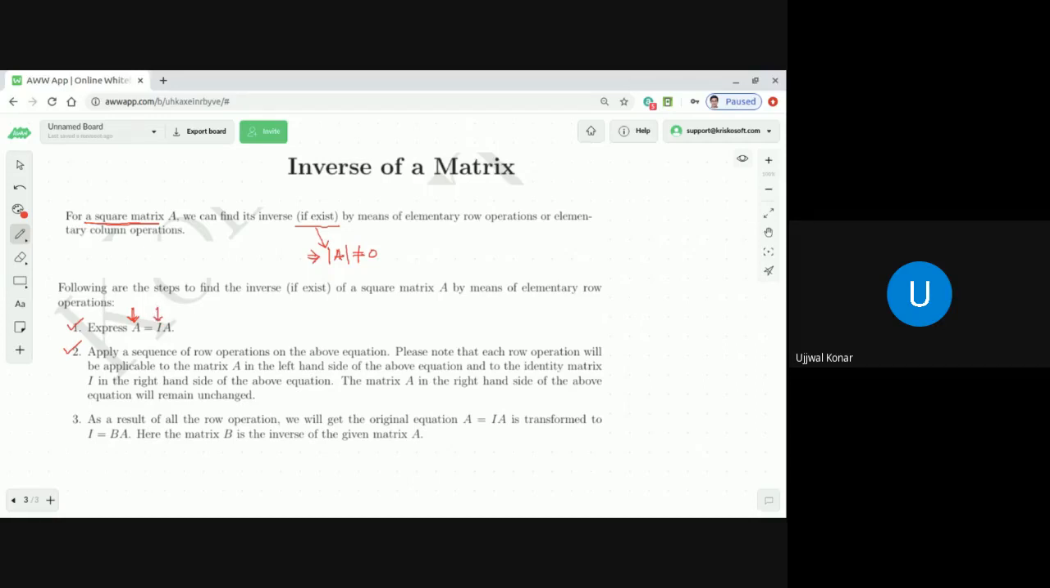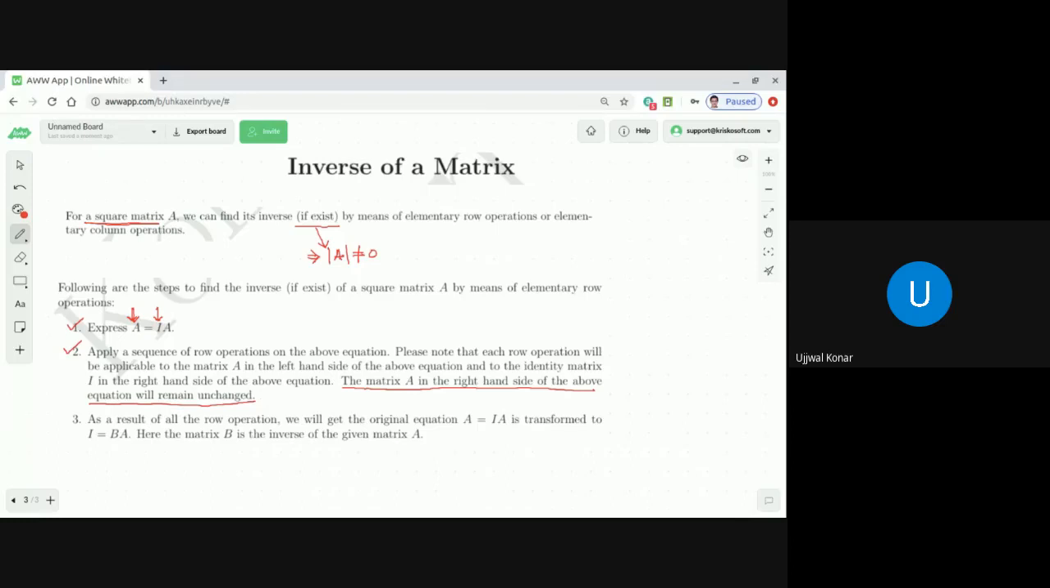So we know what the elementary row operations are. If we apply one elementary row operation on the matrix A in the left-hand side, we should perform the same elementary row operation on the matrix I. And we should not touch the matrix A in the right-hand side. That is why I said this statement: the matrix A in the right-hand side of the above equation will remain unchanged.